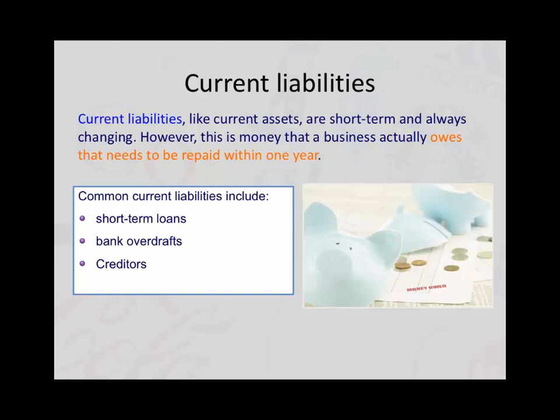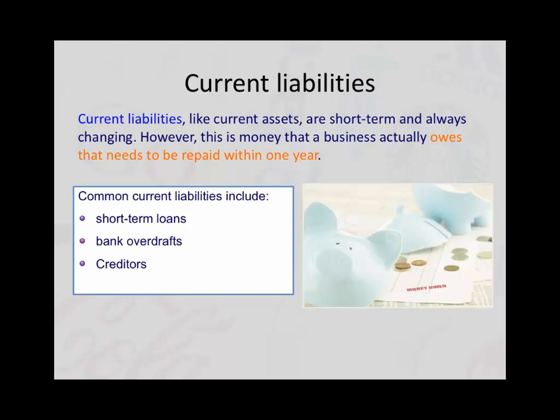Current liabilities are similar to current assets in as far as they are short-term liabilities or responsibilities to pay debts. Why are they considered to be current? Well, they are the debts that the company must pay within 1 year. The common current liabilities include creditors.